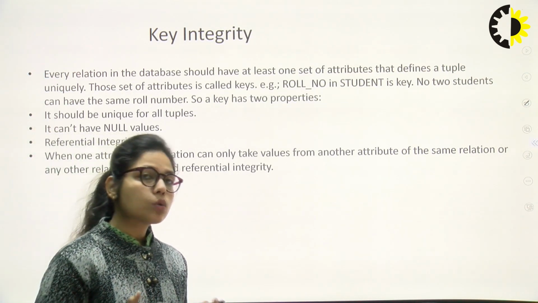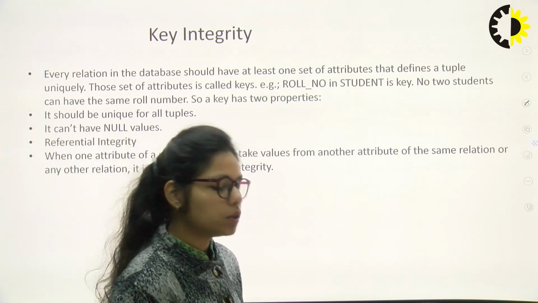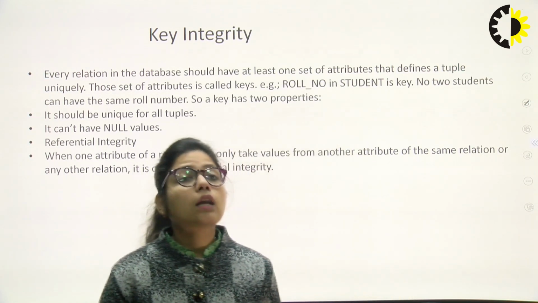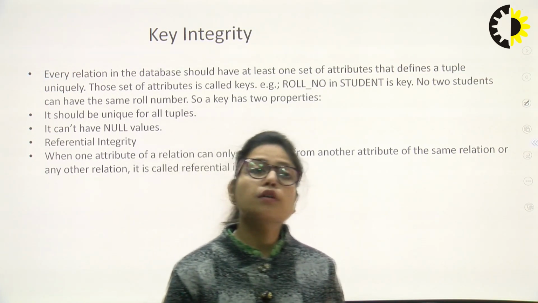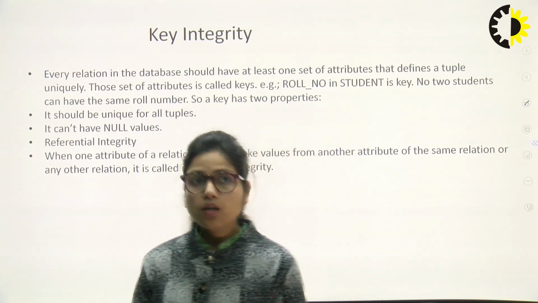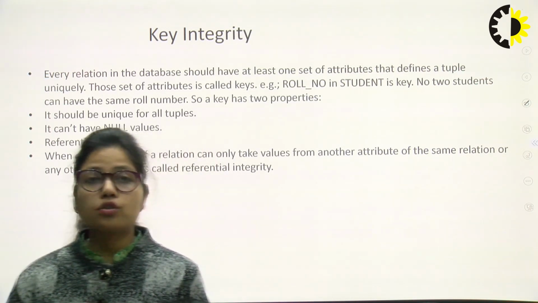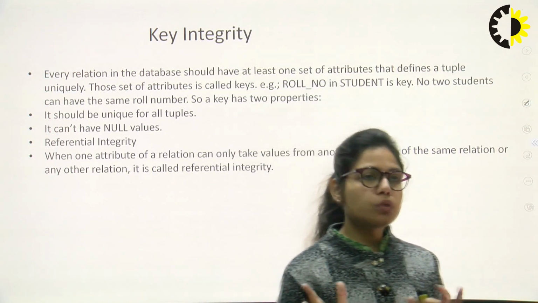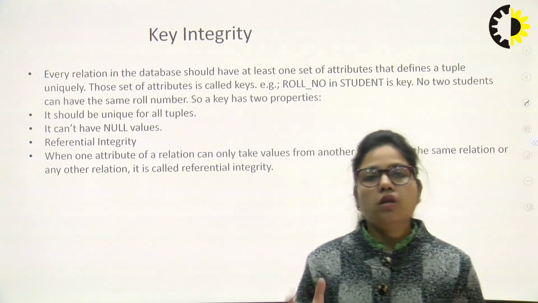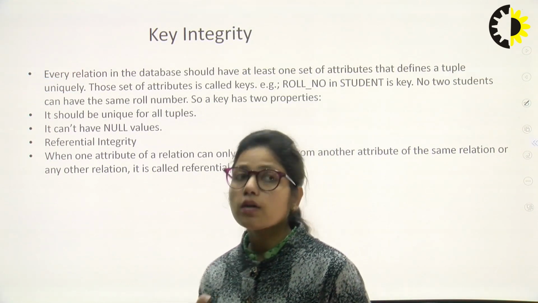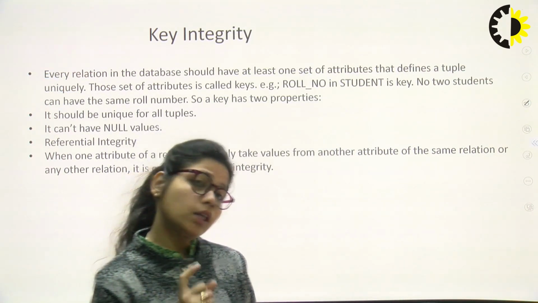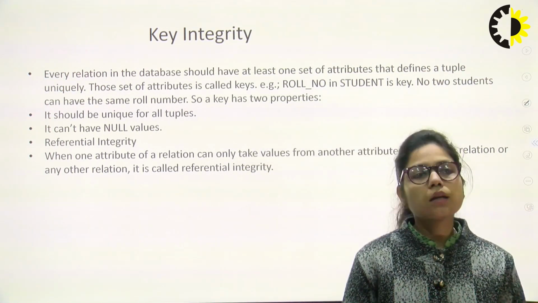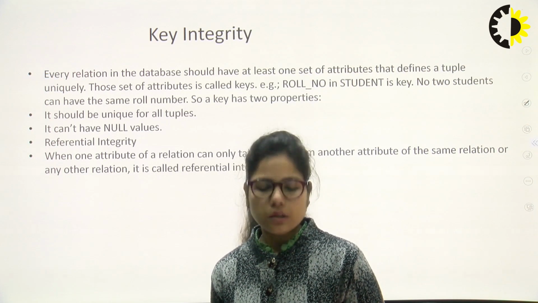So a key has two properties. First one is it should be unique for all tuples. Second is it cannot have null values. Third is referential integrity. When one attribute of a relation can only take values from another attribute of the same relation or any other relation, it is called referential integrity. This is called referential integrity.